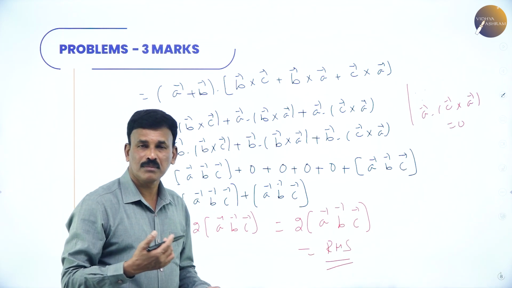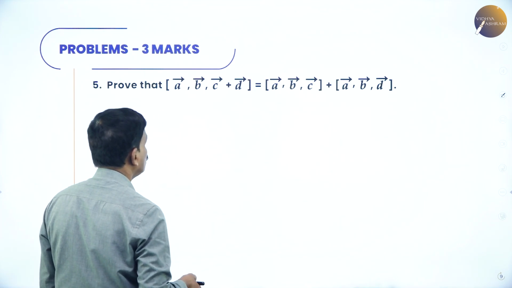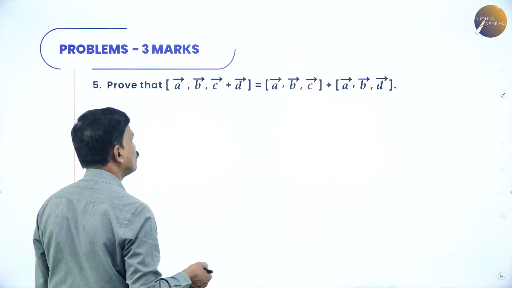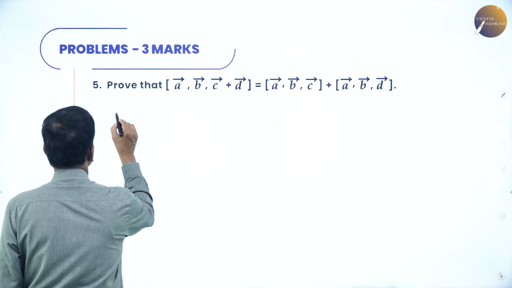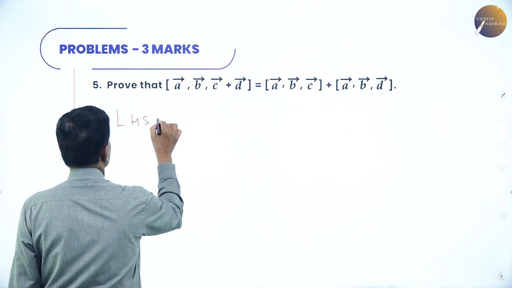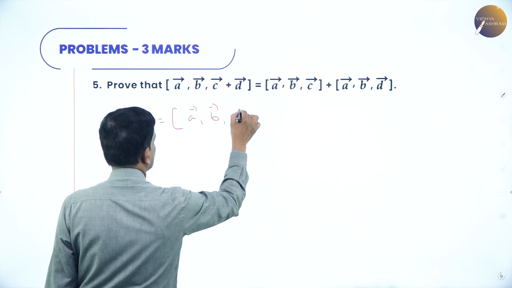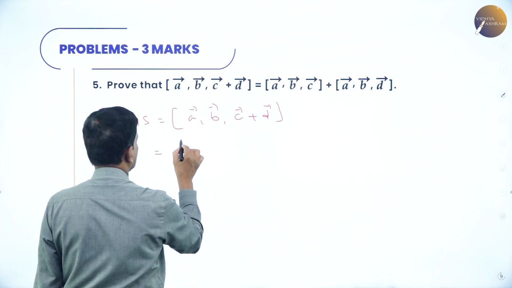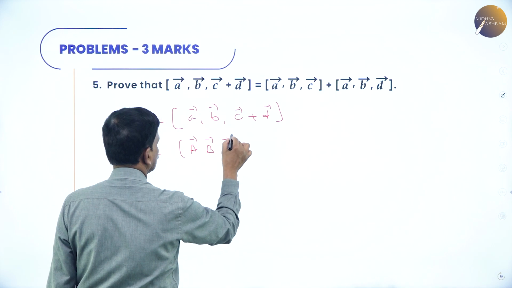There is one more problem like this, that is also very important. That is, prove that the box product of vectors a, b, c plus d is equal to the box product of ABC plus the box product of ABD. This is also a very simple problem. Take LHS. What is LHS? Vector a, b, c plus d box product. So this is also the same as that one, let us assume this as capital A, capital B and capital C.